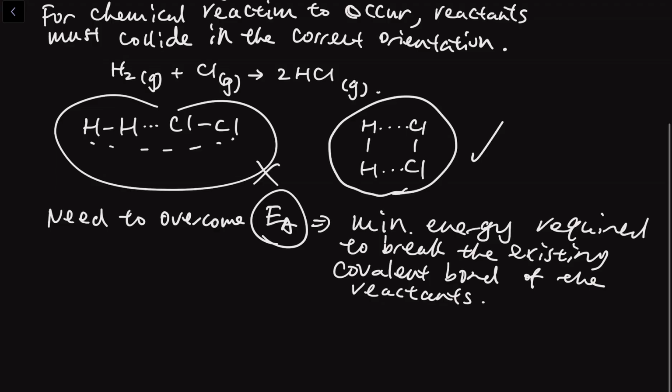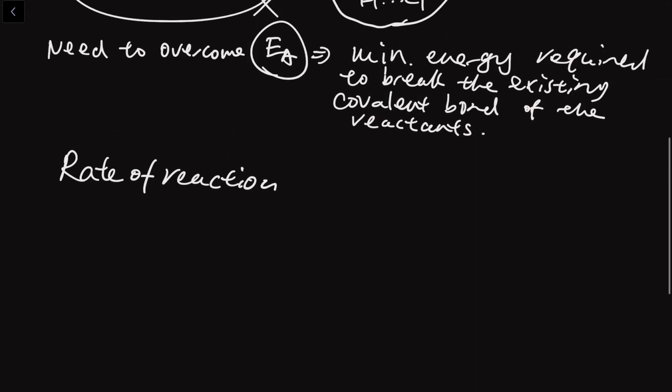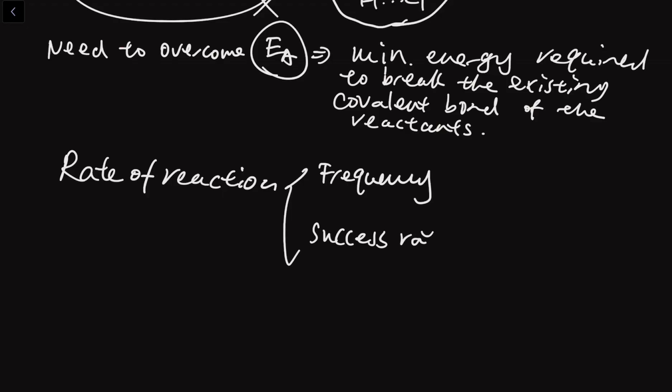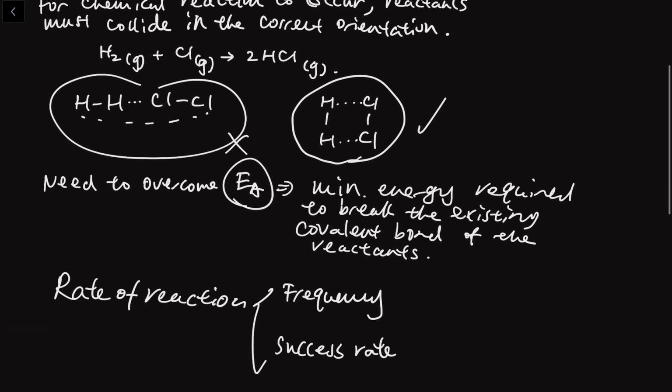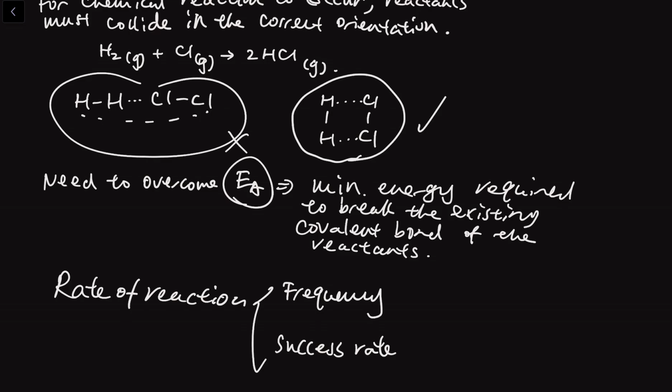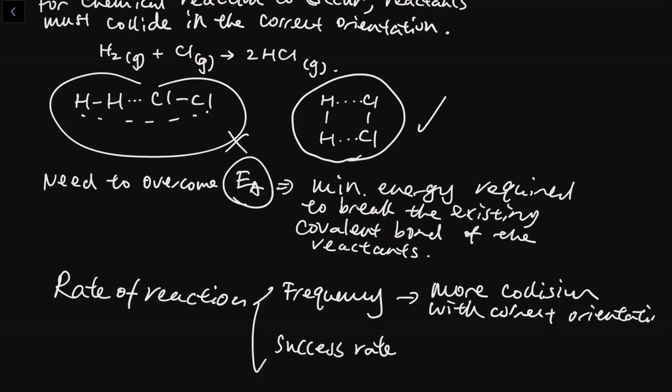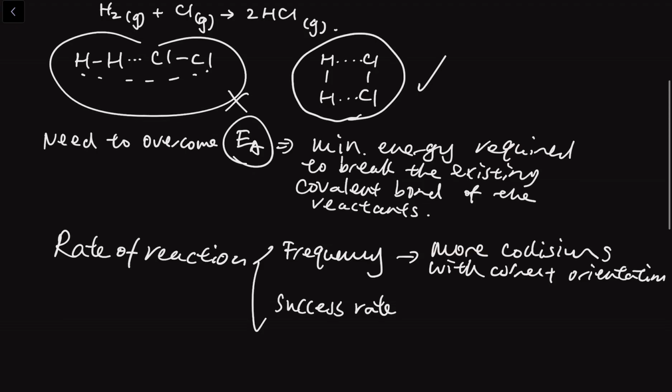Okay, so now let's move on to summarize this a little bit. So the rate of reaction is dependent on two things. The first thing is the frequency, and the second thing is the success rate. If we can increase the frequency of collision, then there are more collisions with the correct orientation. And this is very good because we need correct orientation in order to have a chemical reaction to occur.